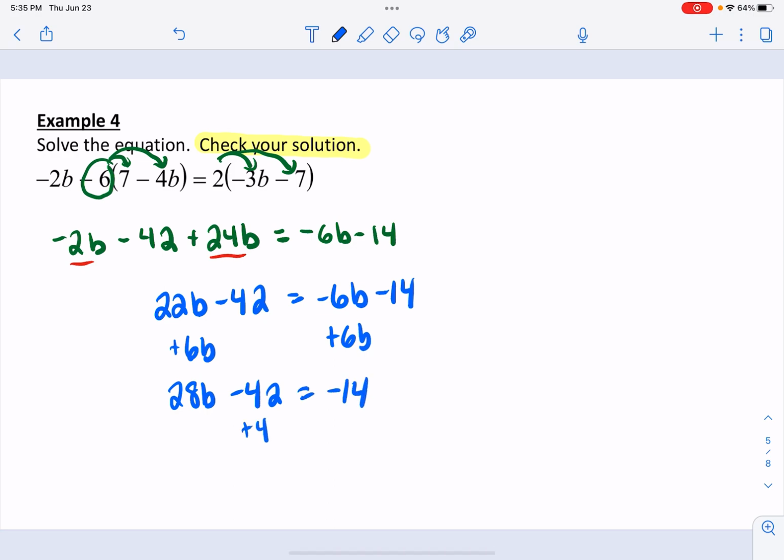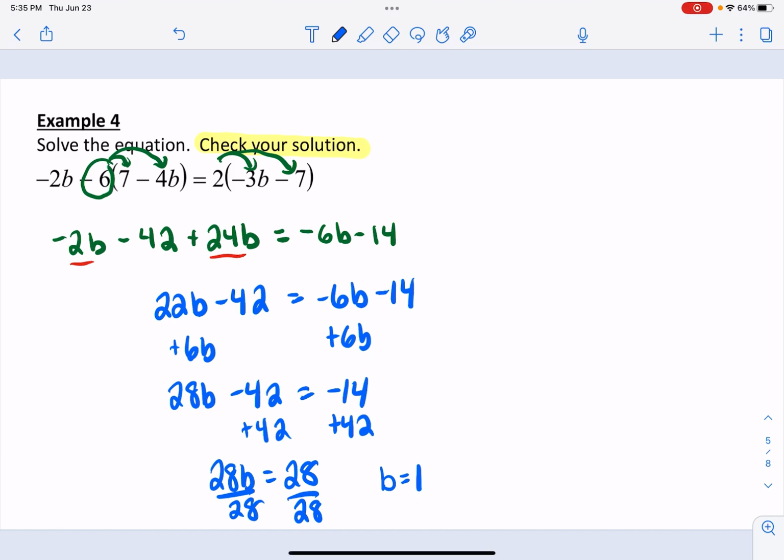I add 42. I divide by 28. Oh, I ran just out of room. b is going to be equal to 1. Okay, I'm going to check my solution.